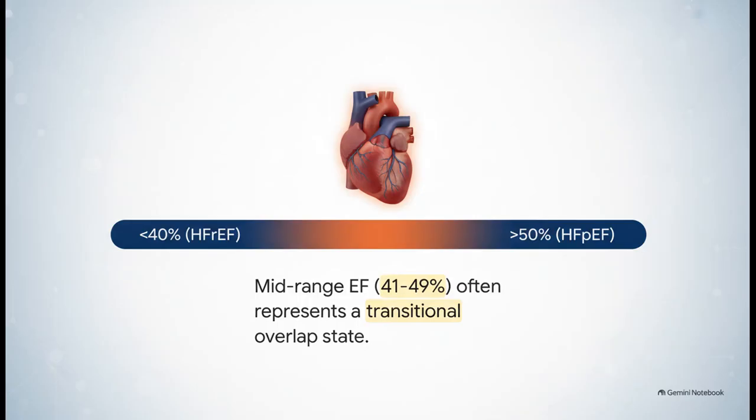But hey, biology is rarely purely black and white, right? That is exactly why we recognize a gray area. HFmrEF, or heart failure with mid-range ejection fraction. This sits right there between 41 and 49%. It often represents an overlap or a transitional state for patients moving between the preserved and reduced categories. Spotting this is absolutely vital for complete clinical accuracy.